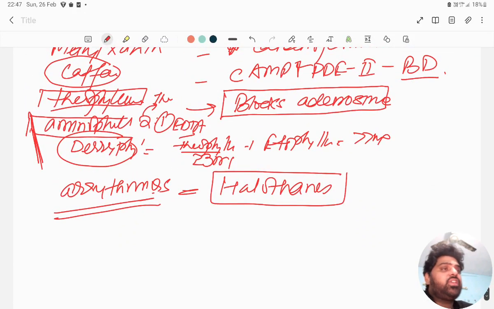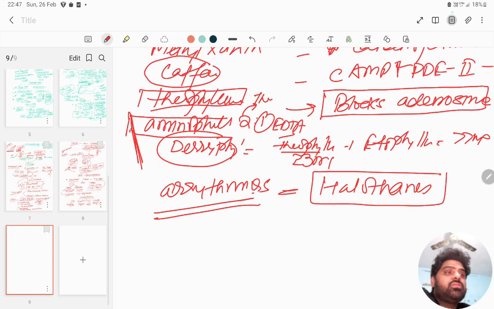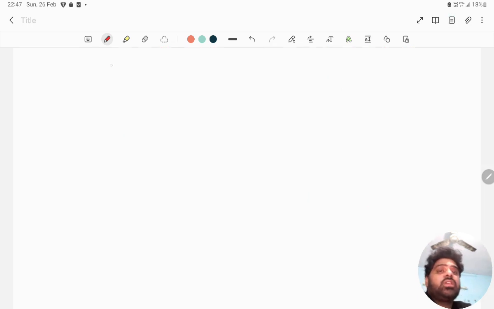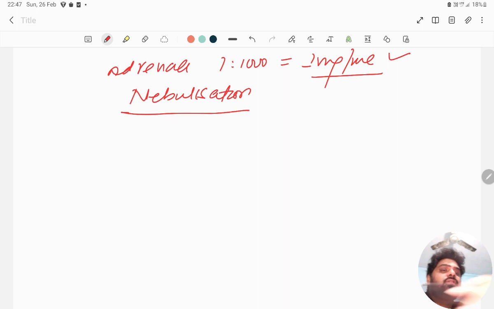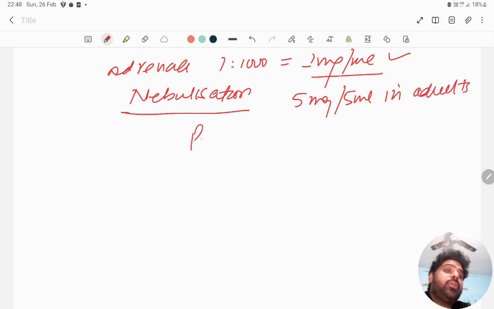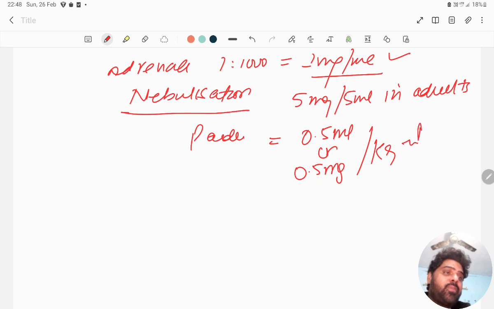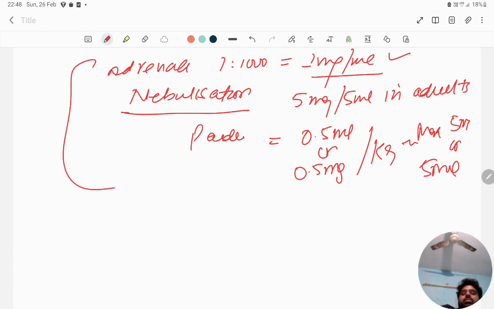Now coming to adrenaline, we can also use it in the treatment of bronchospasm. What we can do is give adrenaline. Adrenaline normally 1:1000 means 1 mg per ml. When we are giving nebulization, please remember we don't need to dilute it. The dose is 5 mg or 5 ml in adults. In the pediatric population, the dose is 0.5 ml or 0.5 mg per kg, maximum 5 mg or 5 ml. So this is the nebulization dose. We don't need to add NS or anything.